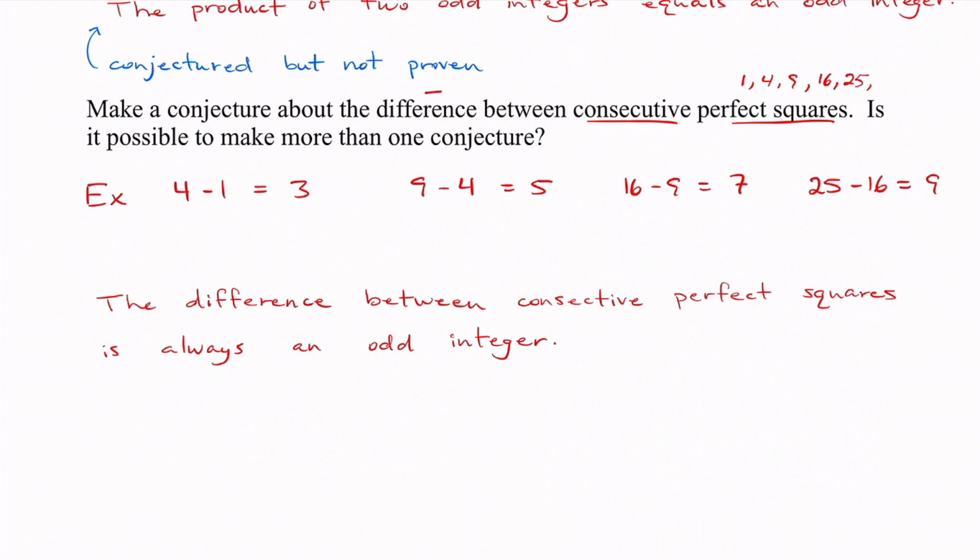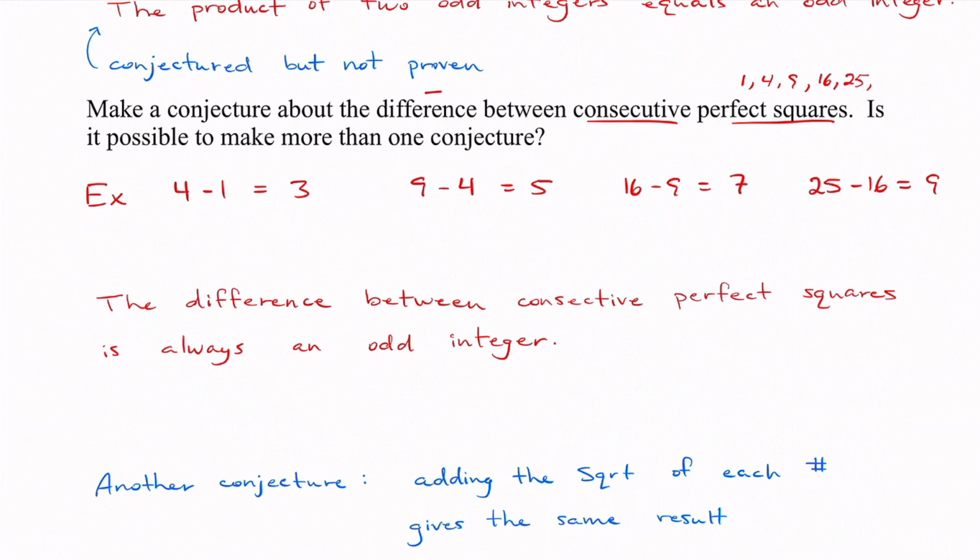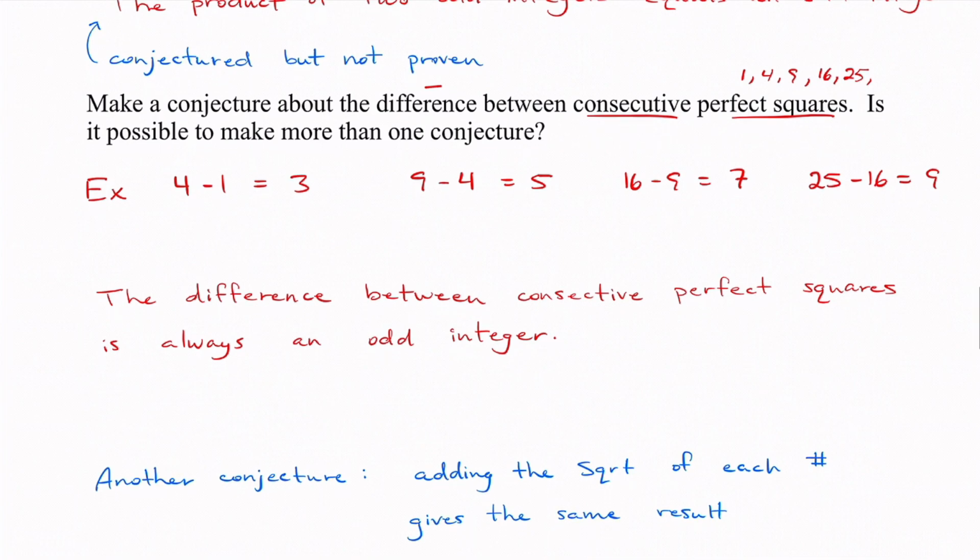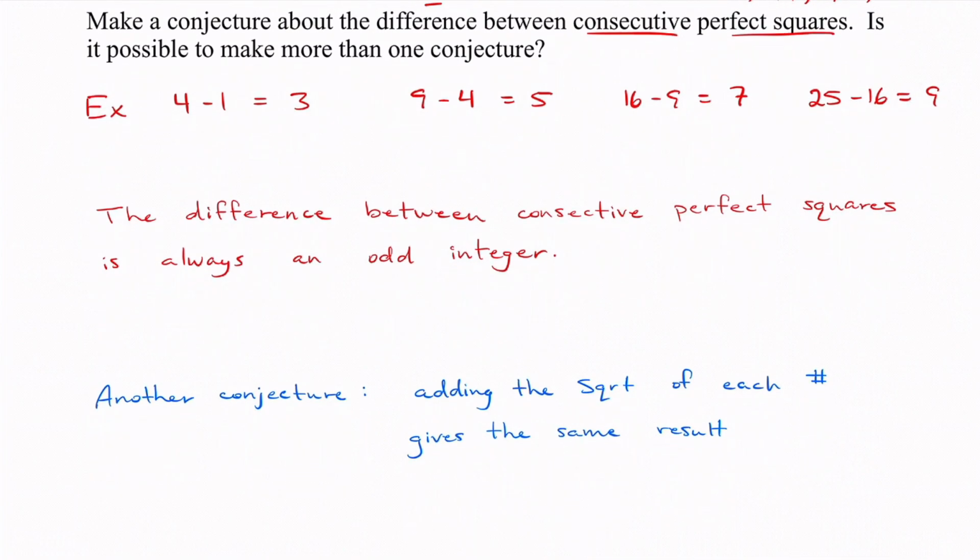The one that I came up with, just working with some numbers and trying some things, is this. Adding the square root, that's what SQRT stands for right here, of each number actually gives the same result. I'll show you some examples. We'll take the first one where we had the 4 and the 1. If I took the square root of 4 and added the square root of 1, the square root of 4 is 2, and the square root of 1 is 1, so 2 plus 1, I get 3. And that value is exactly what we had before.